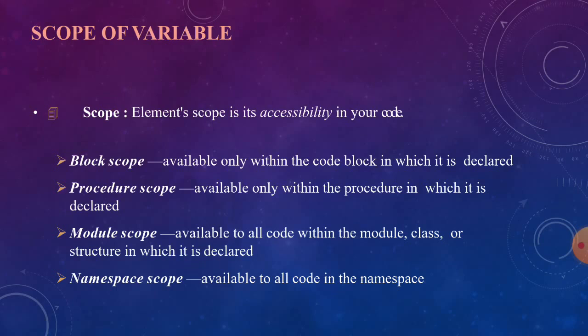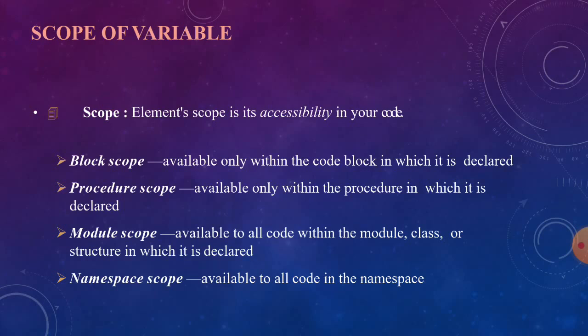Next is procedure scope. This procedure scope is available only within the procedure in which it is declared. So procedures and functions are different. When we have declared a variable in a procedure, then it is called procedure scope. Next, module scope. It is available to all code within the module, class or structure in which it is declared. When you have declared a variable in module scope, that variable can be used in modules, it can be used in classes, and also anywhere in a program we can use that particular variable. That scope is called module scope.